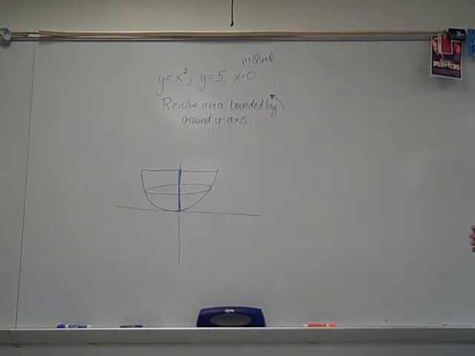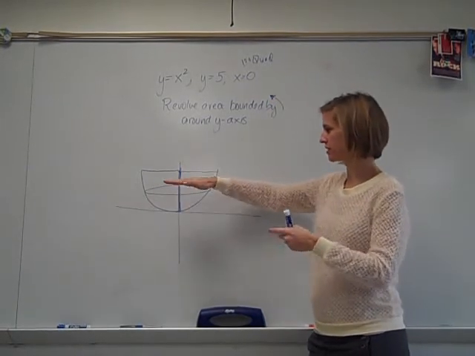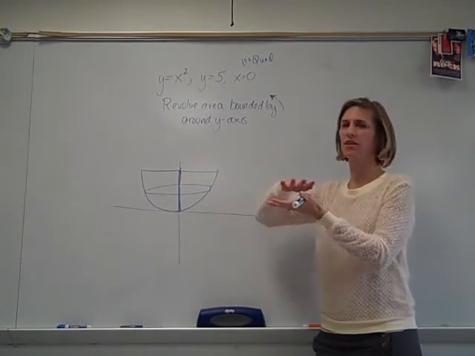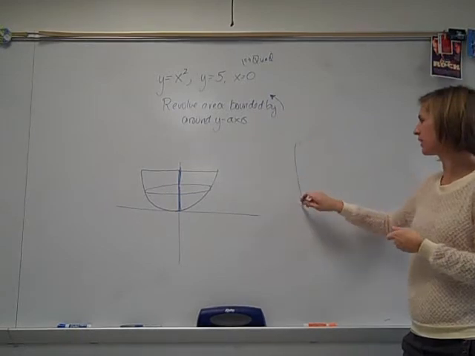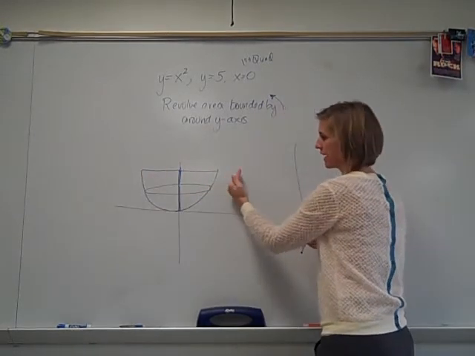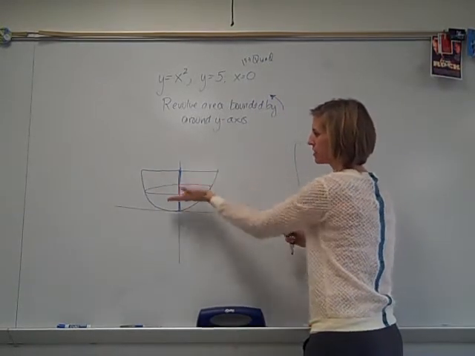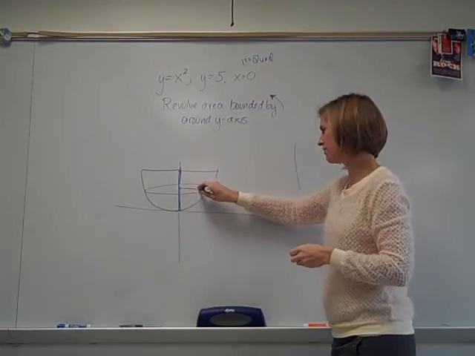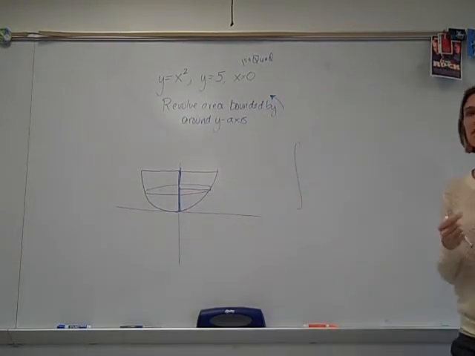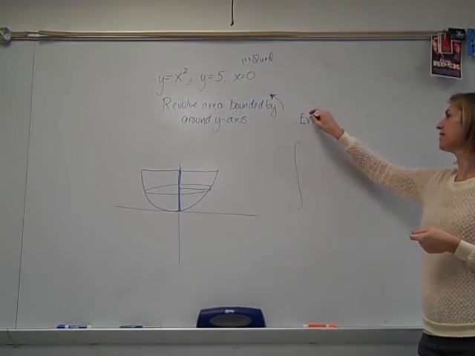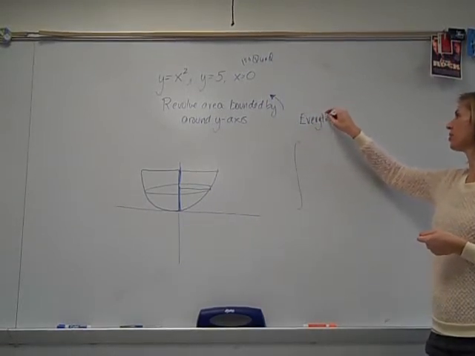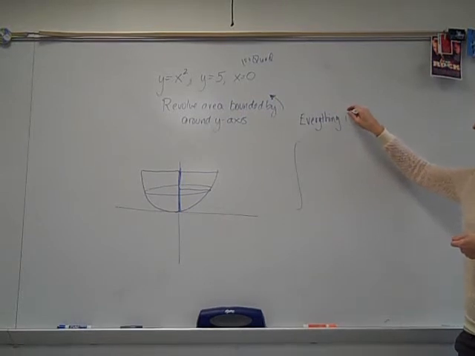Here's the difference. My cross sections are horizontal this time instead of vertical. So I am not going to integrate from left to right. Here's my circle, and here's the radius of that circle. So here's the thing that sucks. You can't use a calculator? No, you can, but everything needs to be in terms of y, first of all.